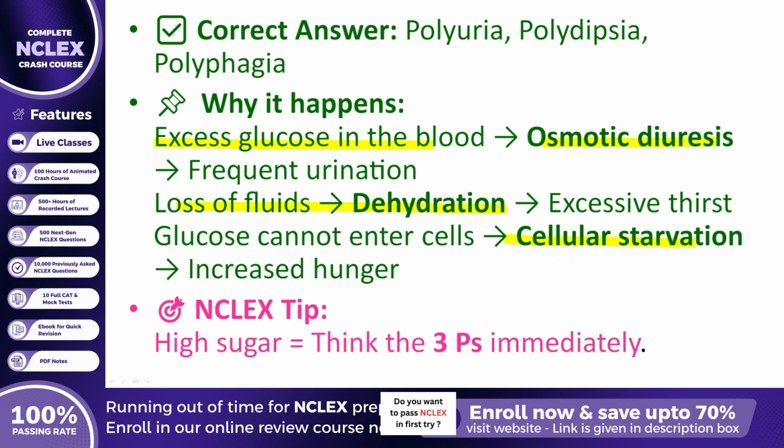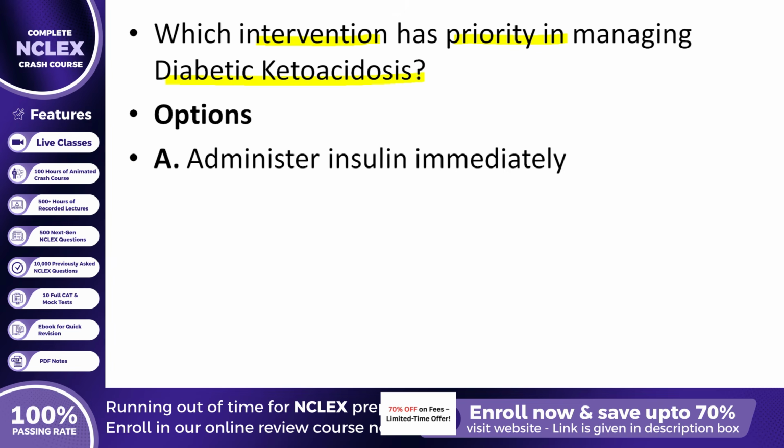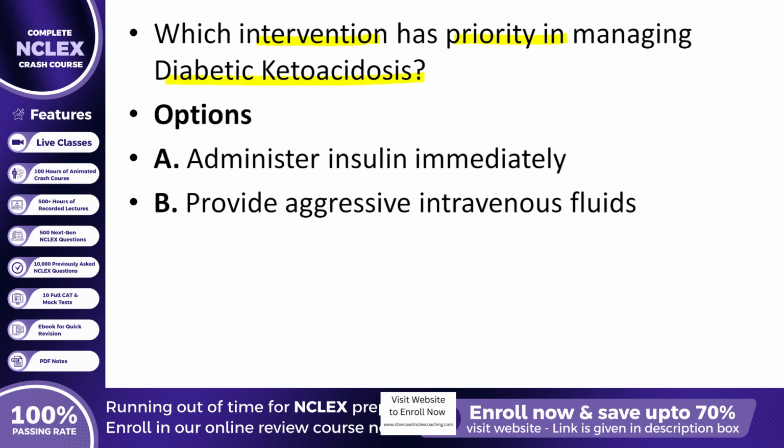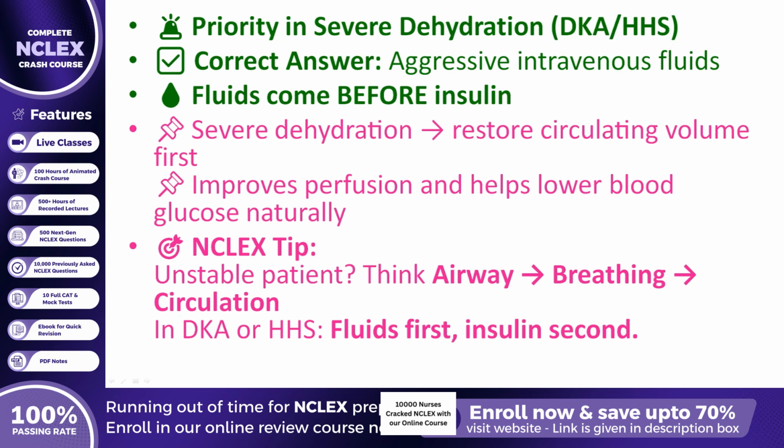Now let's transition into management priorities in question 7. The question asks, which intervention has priority in managing diabetic ketoacidosis? The options include administering insulin immediately, providing aggressive IV fluids, restricting oral intake, and administering oral hypoglycemic agents. The correct answer is providing aggressive IV fluids. On the NCLEX and in real life, fluids come before insulin when the patient is severely dehydrated.